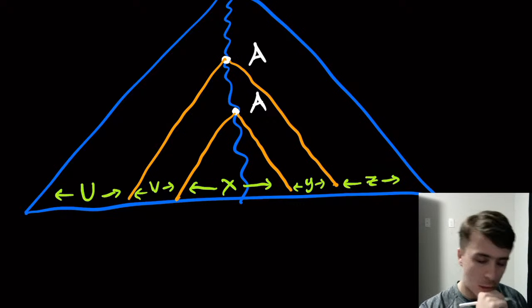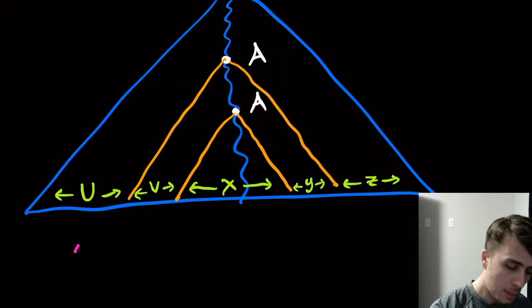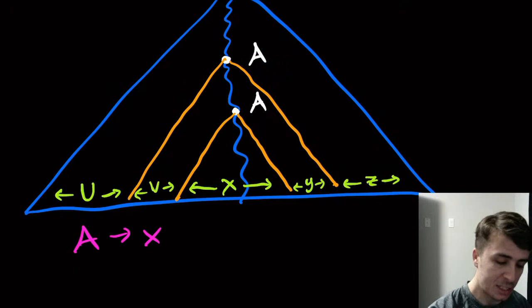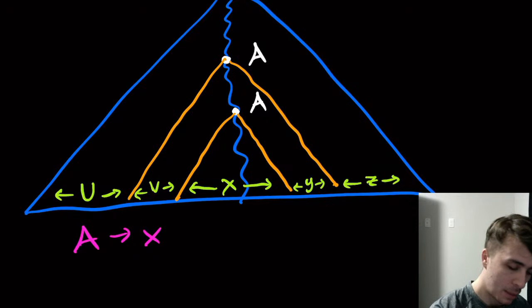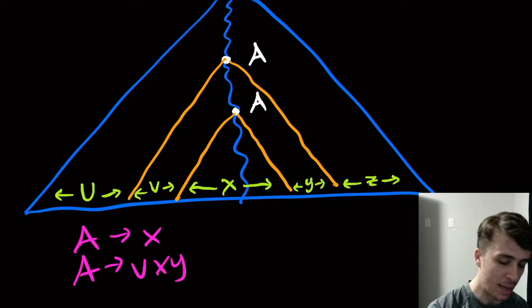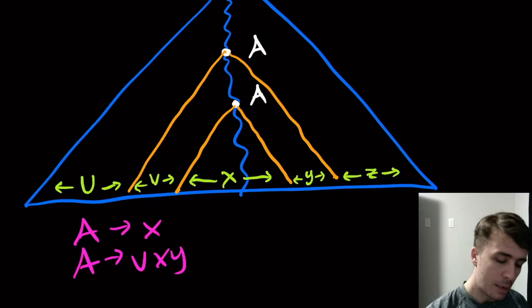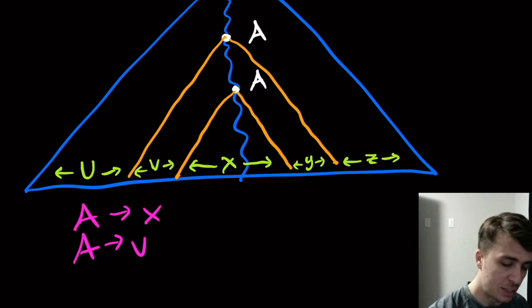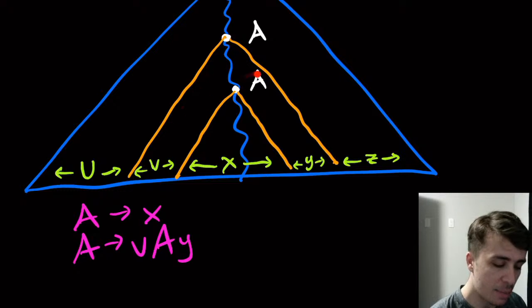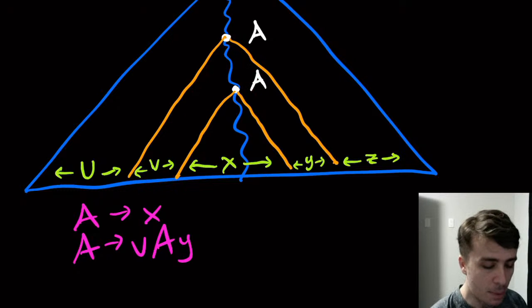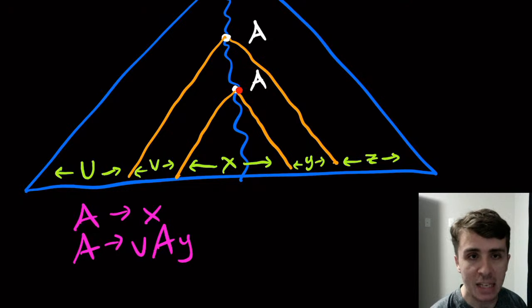Okay, so what we can see here by this logic is that A can make X, because that's what this little subtree can make, and this top A could make the whole thing VXY. So A could also make VXY, because that's what this top occurrence of A makes. But if we think about this a little more, it's not just VXY, it's VAY, because this top occurrence of A makes the V part, then whatever A makes, again, because it's the same variable, and then the Y part.